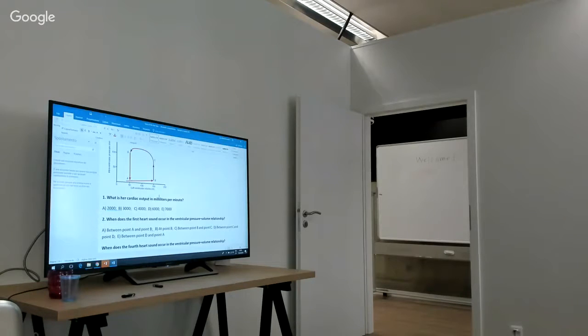If the stroke volume is 100, how much is the ejection fraction? We need to know the stroke volume and the end diastolic volume. So 100 divided by 150. We have 0.67.